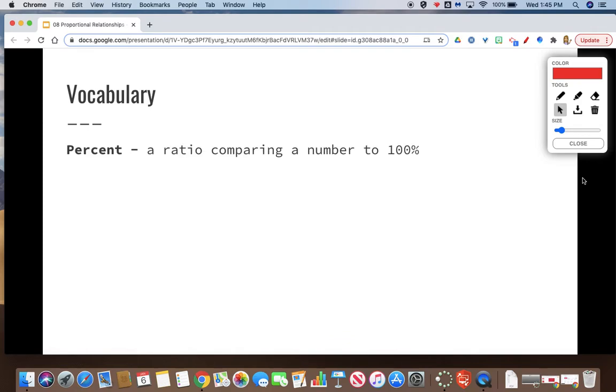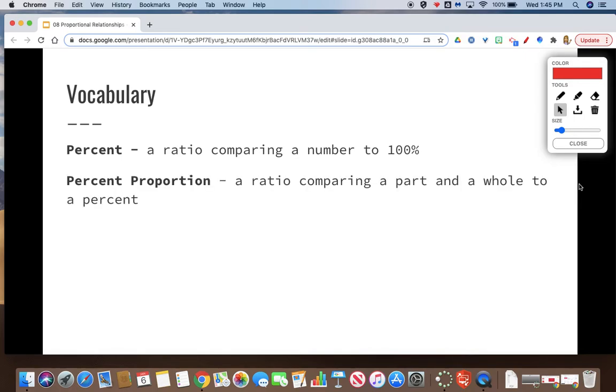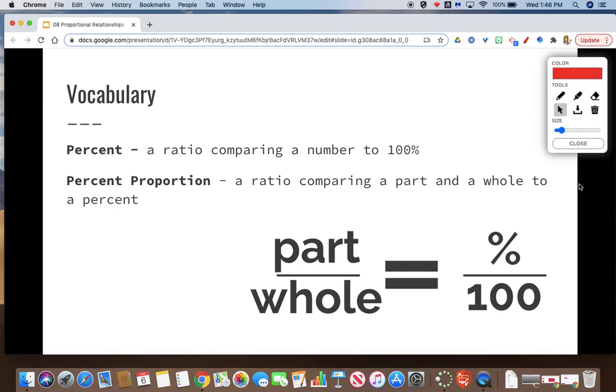We're going to start with the definition of percent. Percent is a ratio comparing a number to 100%. Pause if you need more time to write that down. The percent proportion is a ratio comparing a part and a whole to a percent. This is what that looks like. The part over the whole equals the percent over 100. Make sure you have everything from this slide written down. Press play when you're ready to continue.